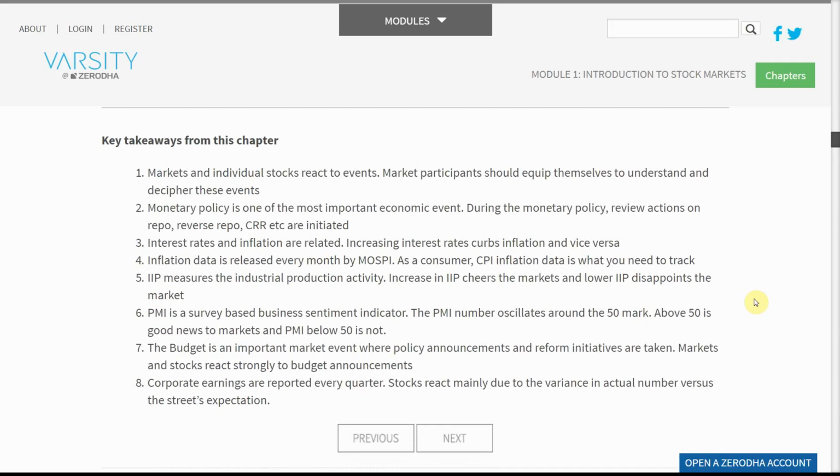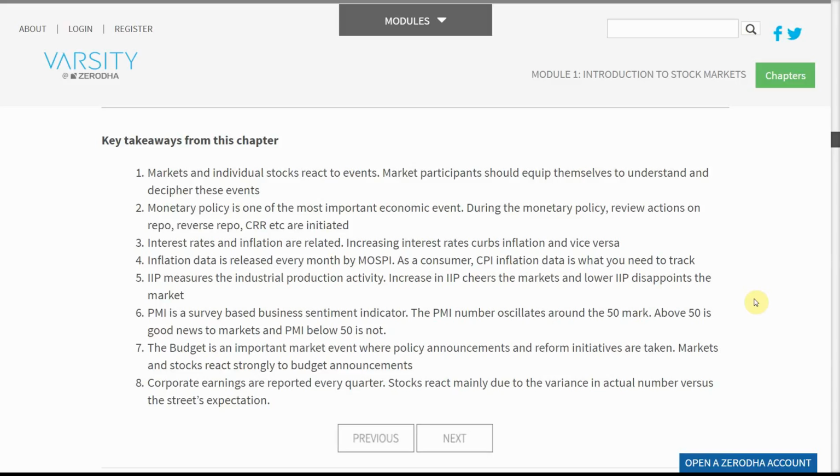Key takeaways from this chapter. Markets and individual stocks react to events. Market participants should equip themselves to understand and decipher these events. Monetary policy is one of the most important economic events. During the monetary policy review, actions on repo, reverse repo, CRR, etc. are initiated. Interest rates and inflation are related. Increasing interest rates curbs inflation and vice versa. Inflation data is released every month by MOSPI.